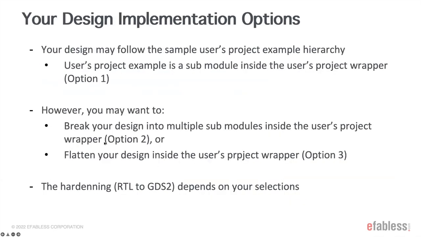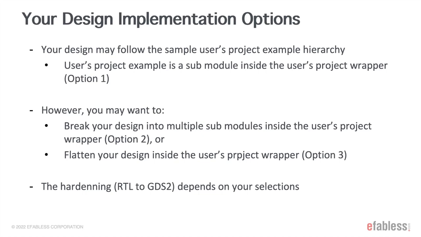Okay. And typically we refer to this as option one. We have other options. If your design is more complex than this, which should be the case, your design might be constructed out of several modules. And these modules will be instantiated inside the user's wrapper. And this is what we refer to as option two. And then we have a third option where the user's wrapper hosts your design, so we don't have any hierarchy.